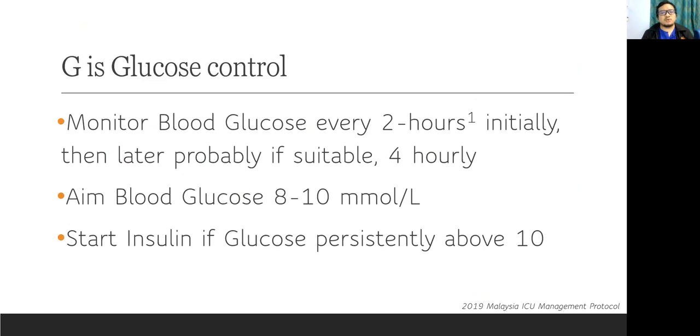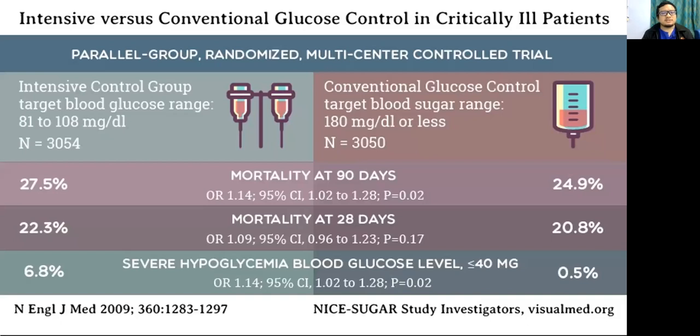Monitor blood glucose every 2 hours initially, then later, probably if suitable, hourly. You have to aim blood glucose around 8 to 10 and start insulin if glucose persistently above 10. This is the NICE-SUGAR trial, which effectively put to rest any sort of discussion on what is the target of sugar that you should aim for in the ICU. This is the only one study you have to remember, NICE-SUGAR study. So back then, way back then, the intensivists liked to aim sugar very, very intensively, less than 6 millimole.